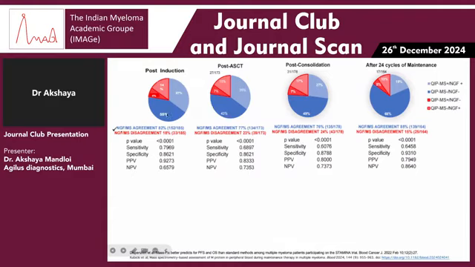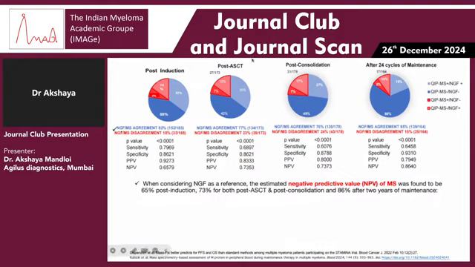And the same thing is depicted in the pie chart. Here the shades of blue are showing agreement between the 2 assays, and red are showing the disagreement. So agreement was 82% post-induction, 77 and 76% post-transplant and post-consolidation, and 85% post-maintenance. And when NGF was considered as the reference, the negative predictive value of mass spectrometry post-induction was approximately 65%. Post-transplant it was approximately 73%. Post-consolidation was again 73%, and post 2 years of maintenance was 86%.